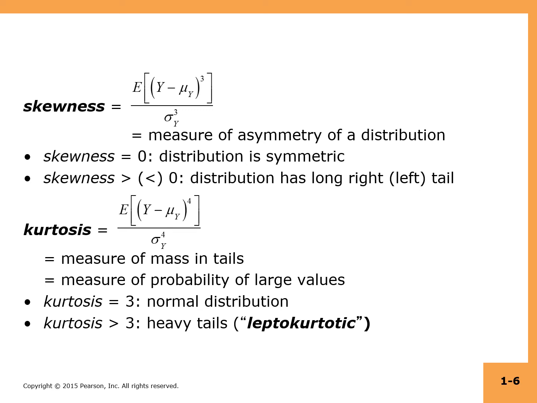Kurtosis tells you how big of a tail you have, and basically gives you the probability of large values. So if kurtosis equals 3, then it's a normal distribution. If it's greater than 3, it means that it has heavy tails or thick tails.